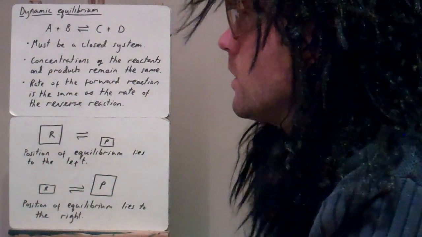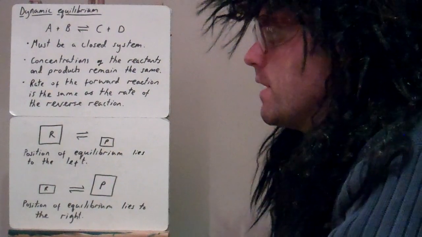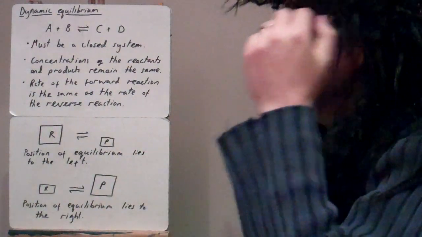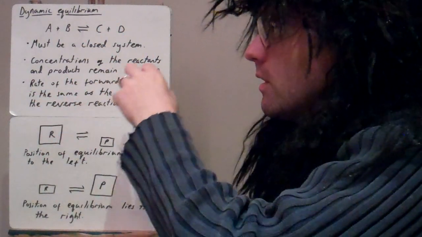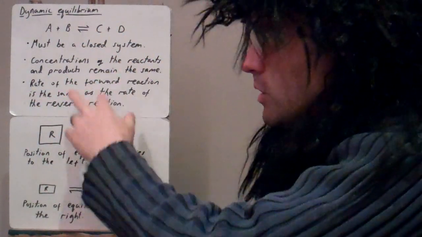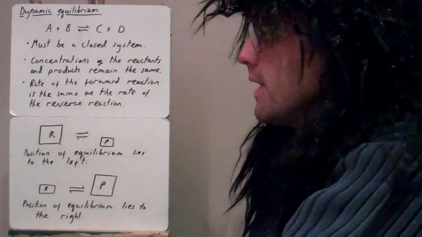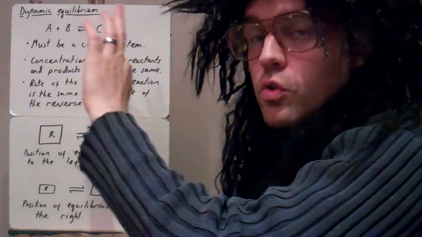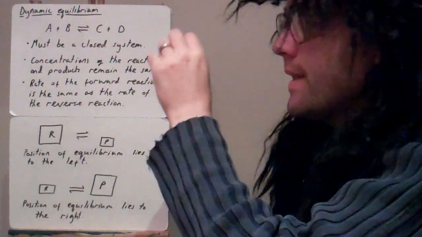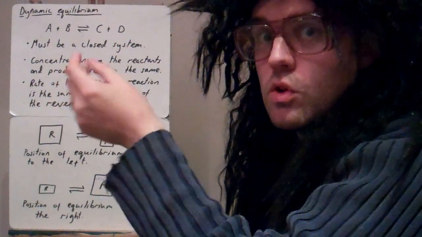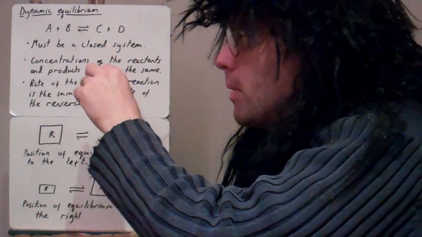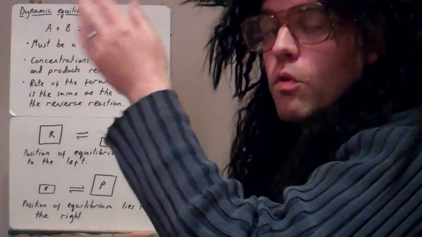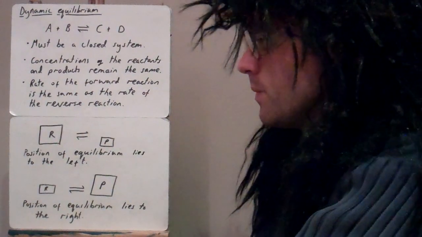How do you know when you have a dynamic equilibrium? The concentration of the reactants and products remain the same. So once you've reached equilibrium, it looks like the reaction stopped, but it hasn't, because what's actually happened, the third point, is that the rate of the forward reaction is the same as the rate of the reverse reaction. So they're constantly changing. That's why it's called dynamic equilibrium, because nothing's staying still. It's constantly changing, but it's changing at the same rate, so the concentrations stay the same, even though the forward reaction and back reaction are still occurring.